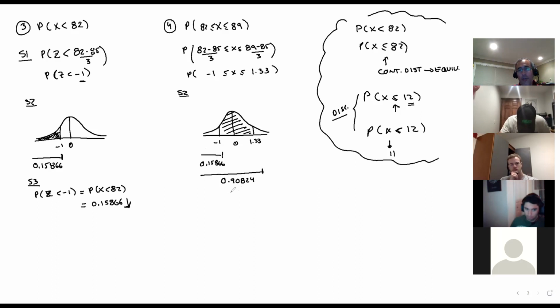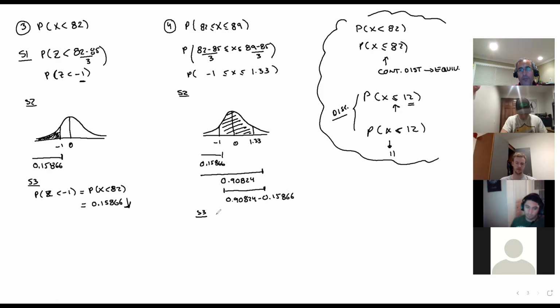Now, what I'm interested in is this region here, right? How do I compute that? Simple arithmetic, right? It's going to be the big segment minus the small segment, and you obtain the segment that you like. Make sense to you guys? So this is going to be simply 0.90824 minus 0.15866, and then your answer.